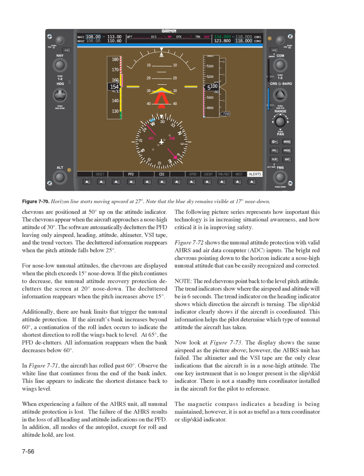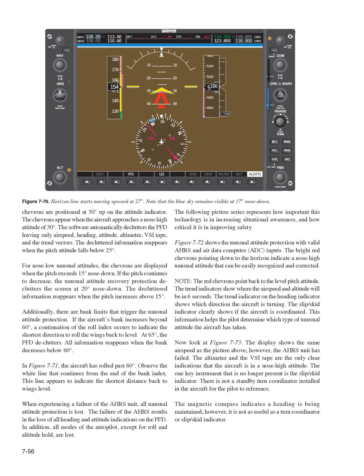When experiencing a failure of the AHRS unit, all unusual attitude protection is lost. The failure of the AHRS results in the loss of all heading and attitude indications on the PFD. In addition, all modes of the autopilot, except for roll and altitude hold, are lost.